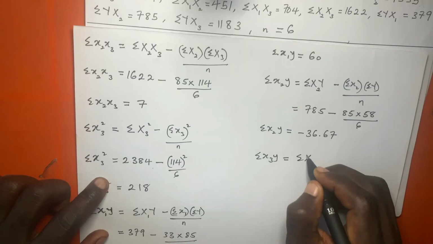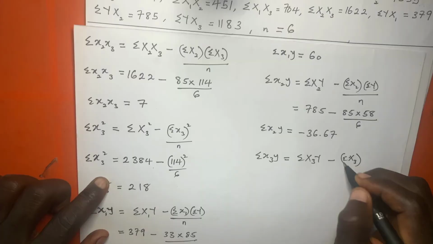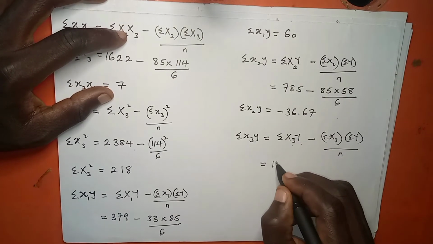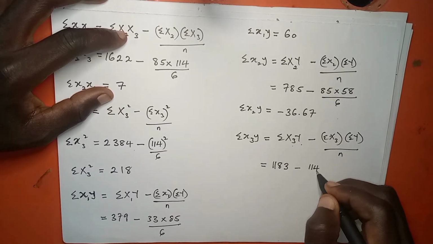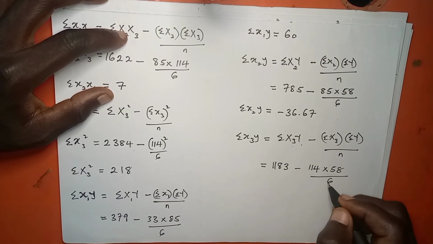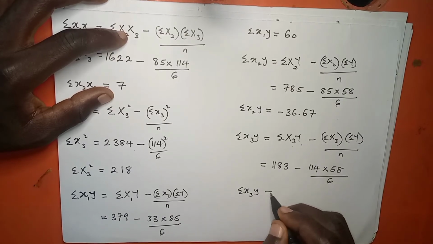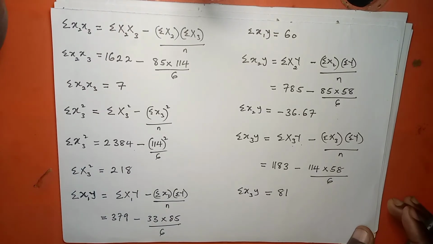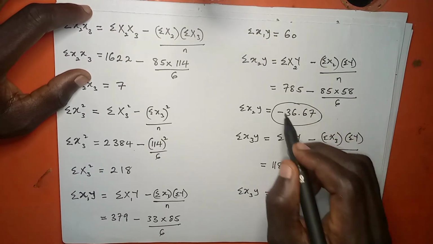All right, lastly, we need summation x3y. This will give us summation x3y minus summation x3 multiplied by summation y divided by n. Summation x3y is 1183 minus 114 multiplied by 58 divided by 6. If you multiply all of these, summation x3y will give us 81.